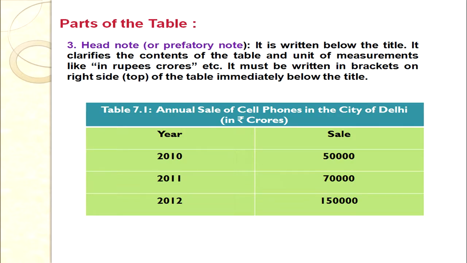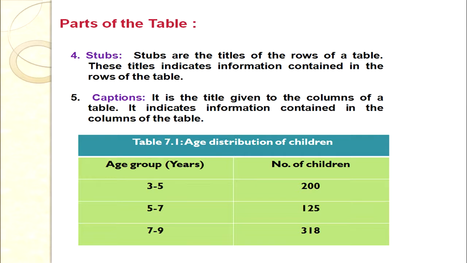After this, we are going to discuss about stubs. What are stubs? In this particular example, the stub is age group in brackets years. We often refer to it as row headings. So, stubs are the titles of the rows of a table. These titles indicate information contained in the row of the table. Over here it indicates that these are the years. So, we are talking about age group of the children.